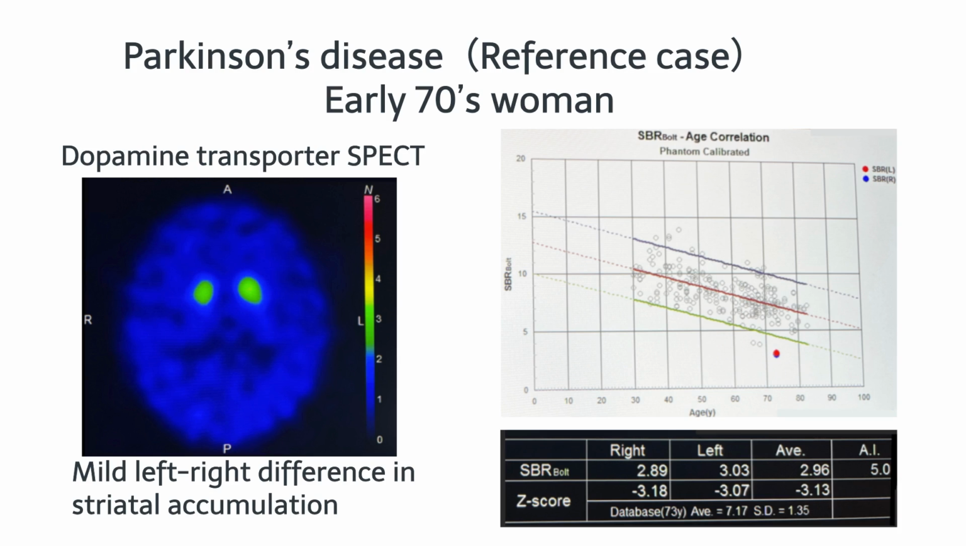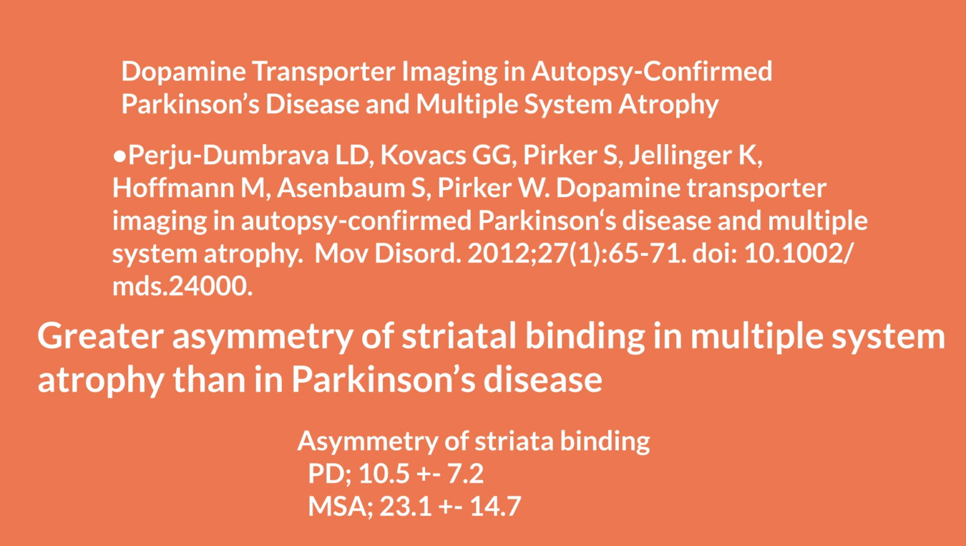Let us look at dopamine transporter SPECT in Parkinson's disease as a reference. Parkinson's disease also shows a left-right difference in striatal accumulation, with a dorsal predominant decrease. However, this difference is usually not as pronounced. There has been a report comparing antemortem dopamine transporter SPECT in autopsy-confirmed Parkinson's disease and multiple system atrophy.